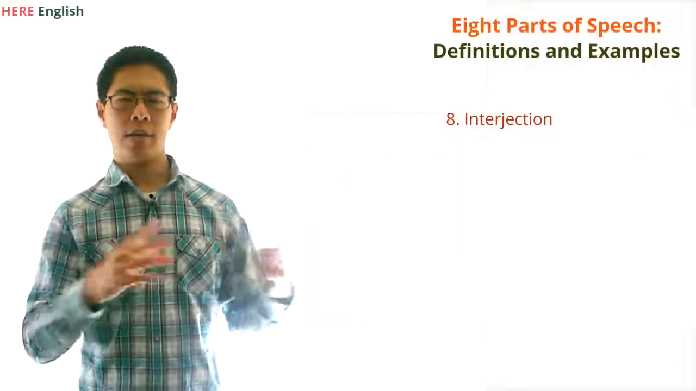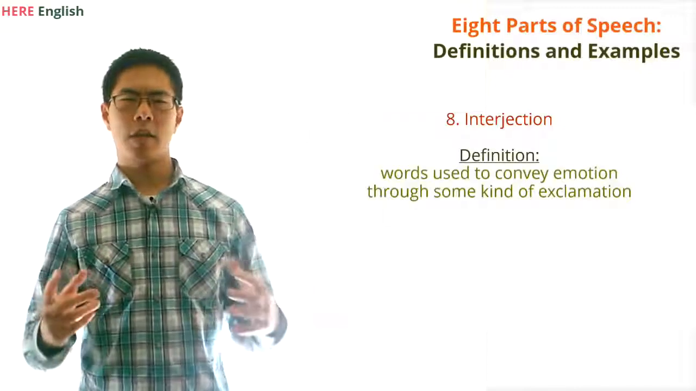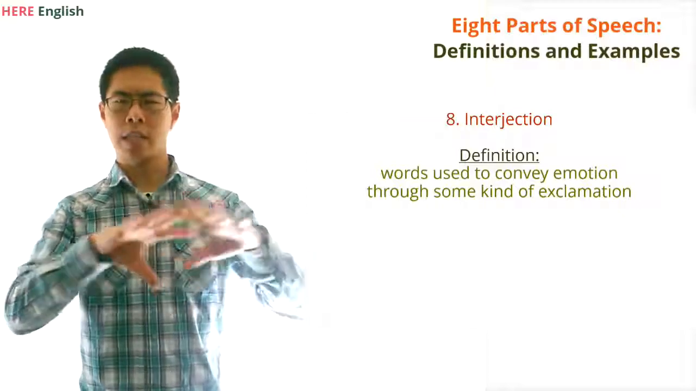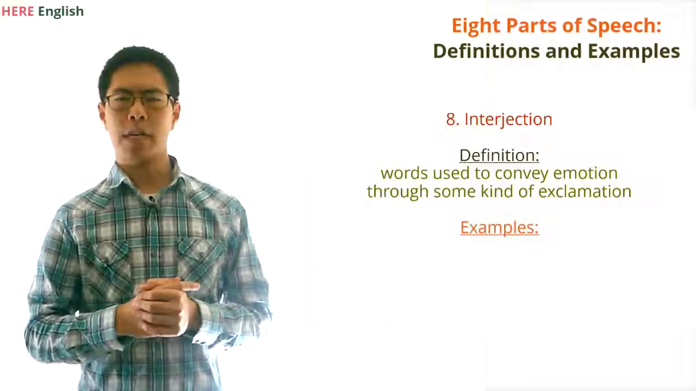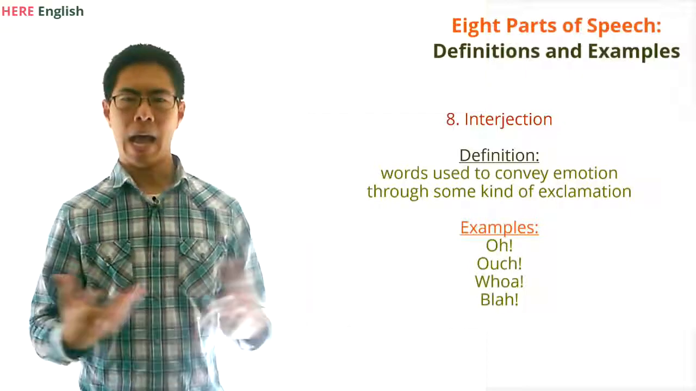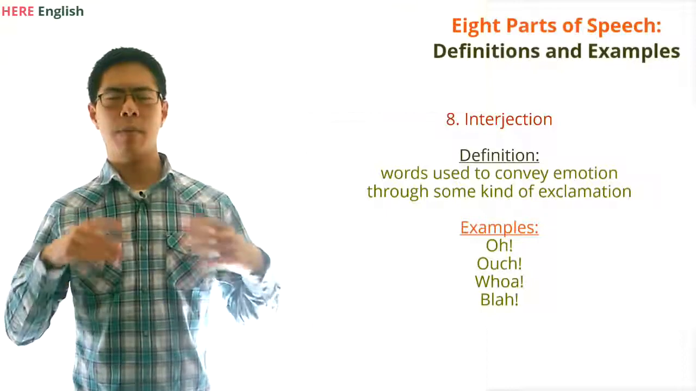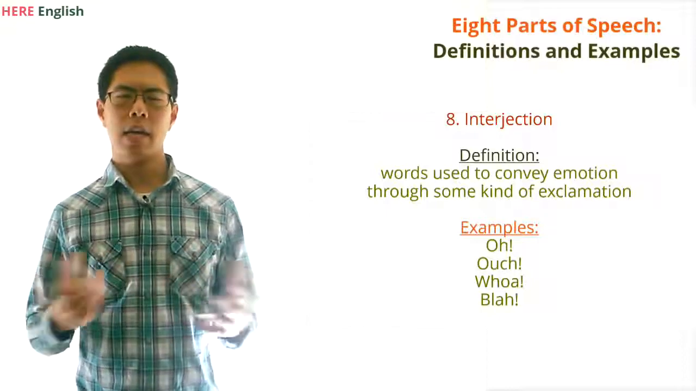Finally, we have interjections. What are interjections? Interjections are words used to convey emotion through some kind of exclamation. Some examples of interjections are oh, ouch, whoa, and blah. You can just insert these words anywhere in a sentence, and they'll convey some kind of abrupt emotion. So now you know the 8 parts of speech.